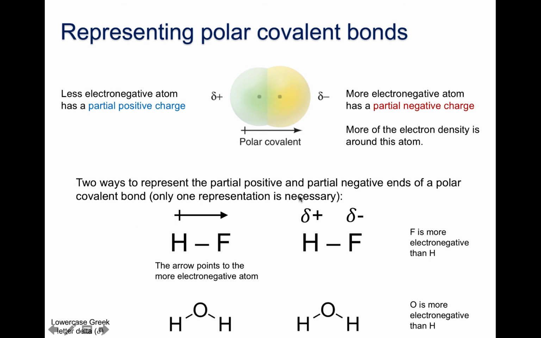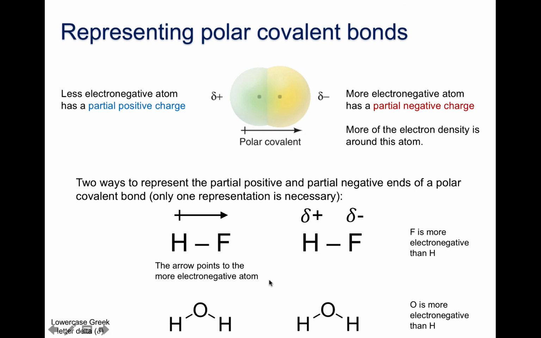If we want to use the delta system, this is a lowercase Greek letter delta. We would put delta plus over the less electronegative element and delta minus over the more electronegative element. You only need one representation in any case, but you should be familiar with both systems because they're both widely used.